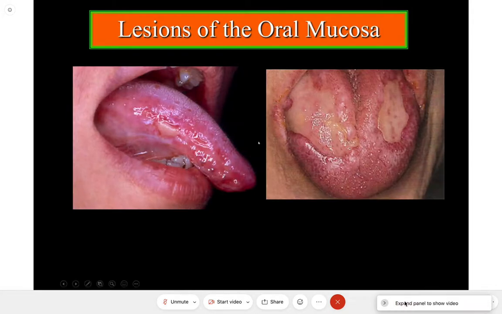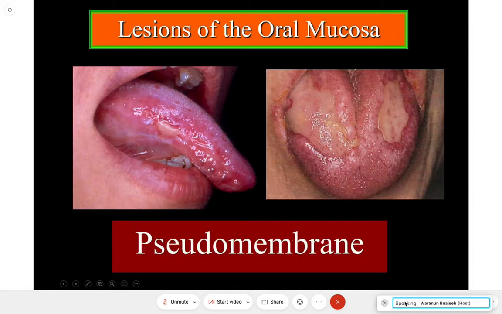And what is this? You can see this is a yellowish fibrin-covered deep ulcer. So we call this pseudomembrane. Sometimes you can see something like this. With deep ulcers, pseudomembrane may cover the surface. And if you remove the pseudomembrane, you may see the base with bleeding.